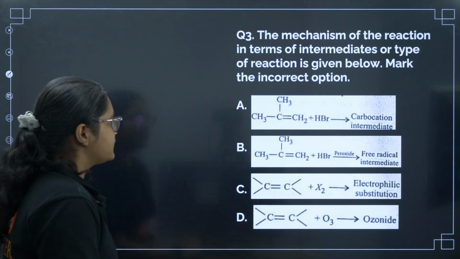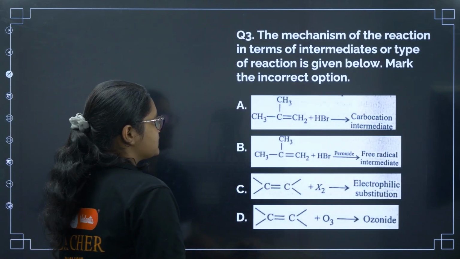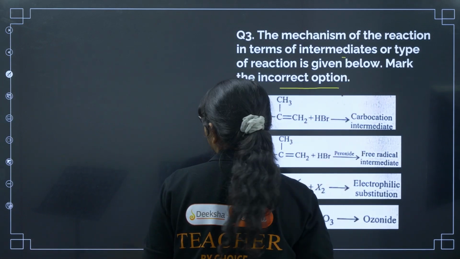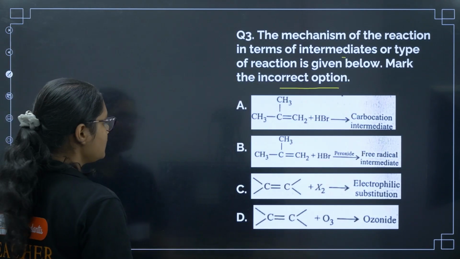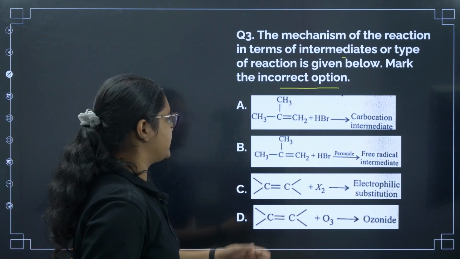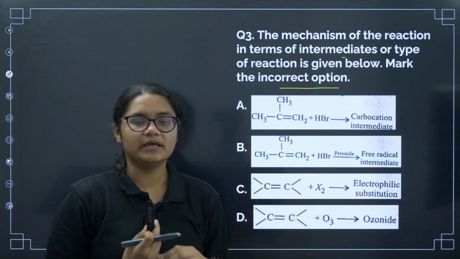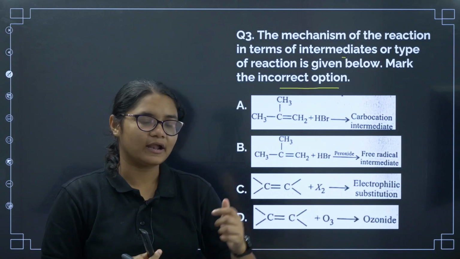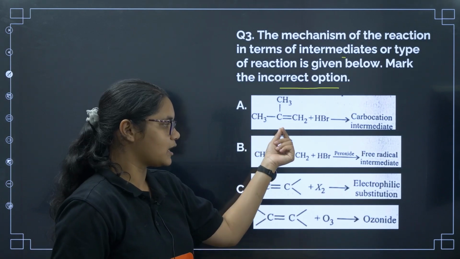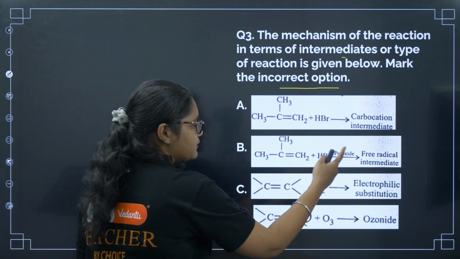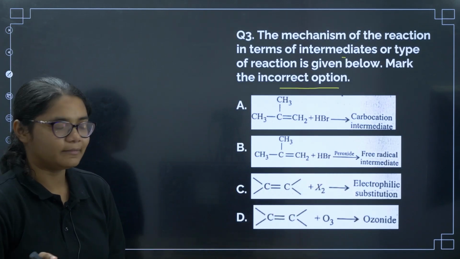Next question, the mechanism of the reaction in terms of intermediates or type of the reaction is given below. Mark the incorrect option. Now if you see the first one, HBr. When you add only HBr, the carbocation intermediate is formed and the most stable carbocation will take the Br minus. So this is correct. Now if you see HBr with peroxide, it undergoes a free radical mechanism.